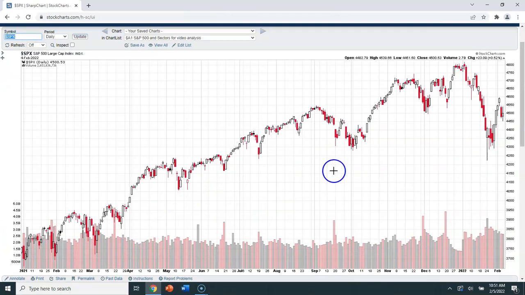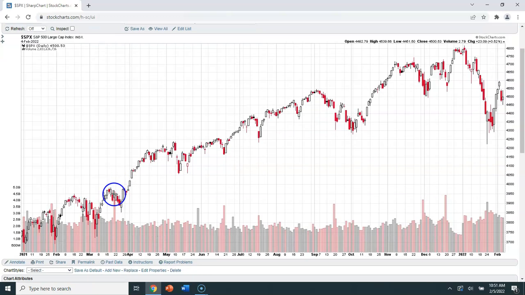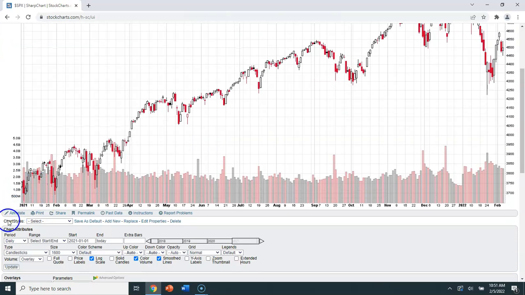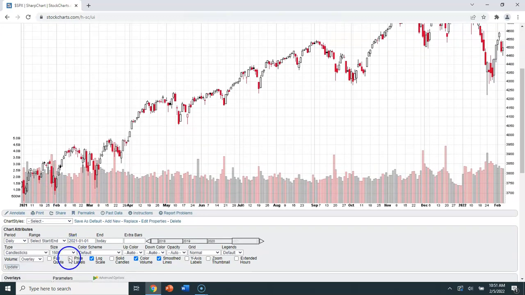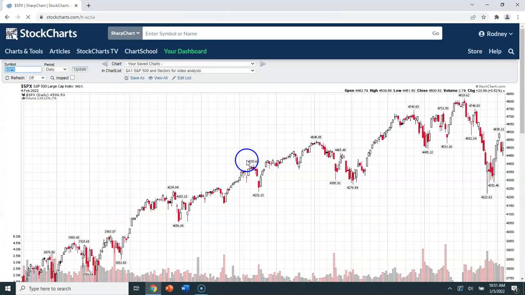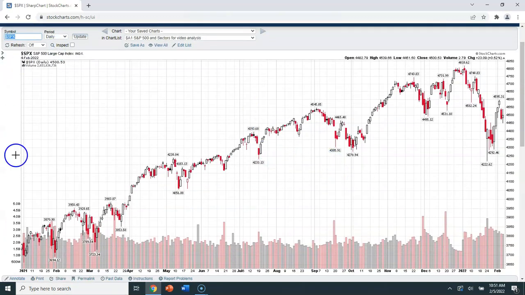Now, we know this 4,200 level, and that was April through, and let's just leave it on going back to 2021, okay? Because I want to point out something here. Let's go to price labels. We'll go update. All right.